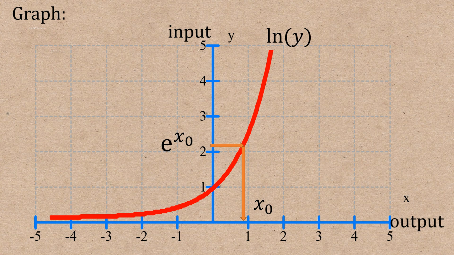Now again, let me emphasize this point. You're plugging e to the x sub 0 into the ln function, going from the vertical back to the horizontal. And you see that it takes you back to x sub 0, which was the original input in the first place. What does that tell us? That tells us that ln of e to the x sub 0 is just the value of the exponent. Kind of magical, I think.